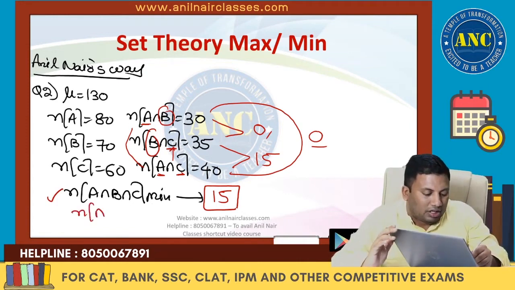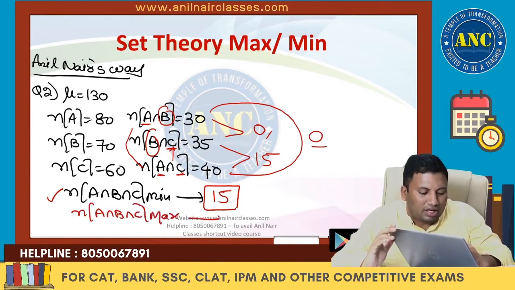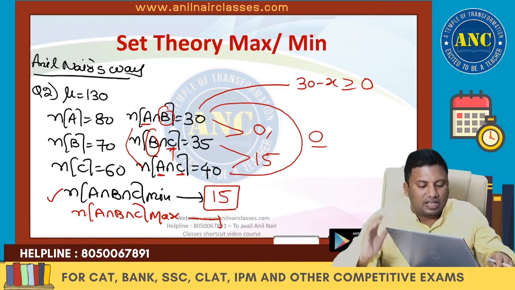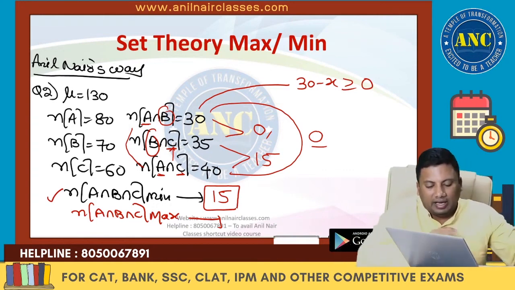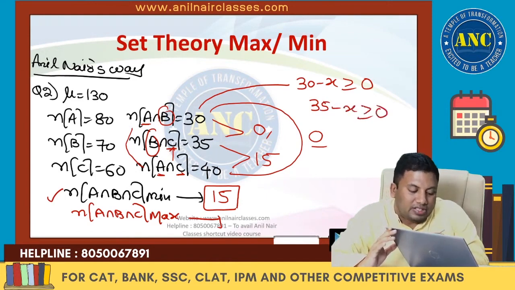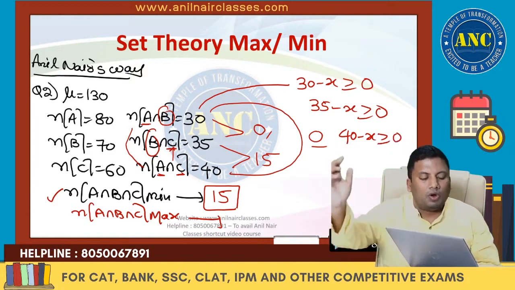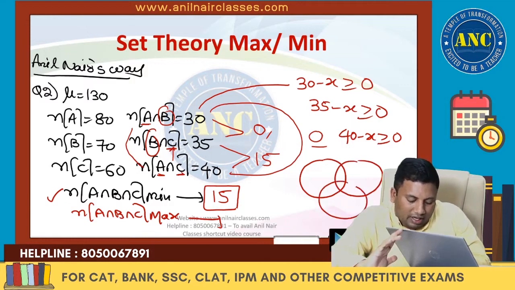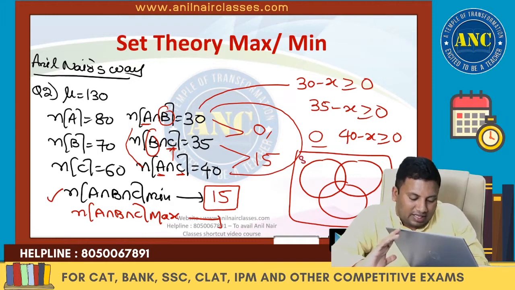Suppose I want A intersection B intersection C maximum. If I want maximum, 30 means do the complement: 30 minus x greater than or equal to 0, 35 minus x greater than or equal to 0, 40 minus x greater than or equal to 0. Only thing, neither A, B, C nor D. Here only C values are there. So what we require is 80.